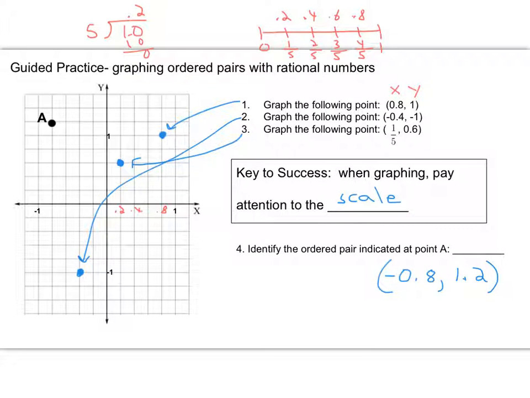To the left, 4 blocks to be 0.8, and up 1, and 1 block is 1.2. And again, just a reminder, this is also the same as 1 and 1/5, and this is the same as negative 4/5.